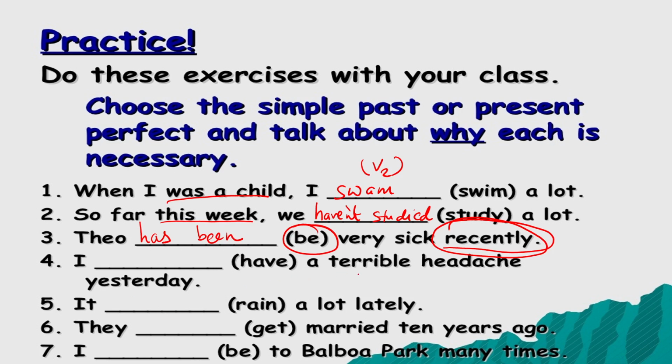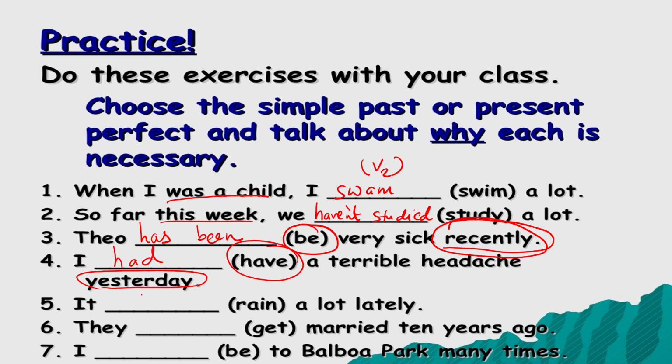I have a terrible headache yesterday. See here, yesterday. We discussed now when we have words like yesterday, last, which tense we use? Of course, you are right. We use past simple. So keep past simple, or verb 2 of have. So what is the verb 2 form of have? Of course, had. So it will be: I had a terrible headache yesterday.